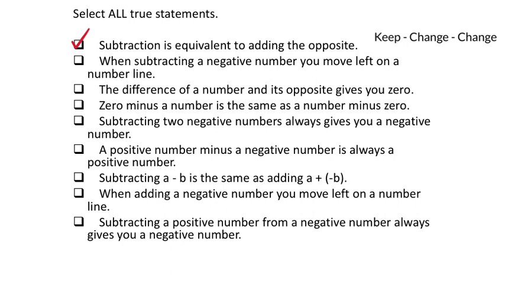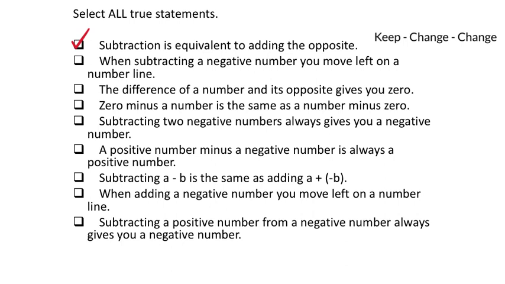The next one, the difference of a number and its opposite gives you 0. Difference means subtracting opposites, no. Now, if it said adding opposites, which would be the sum of a number and its opposite, then you would be combining opposites, which would give you a 0 pair. But the difference may not always do that. So this one is not always true, or it's just outright false.